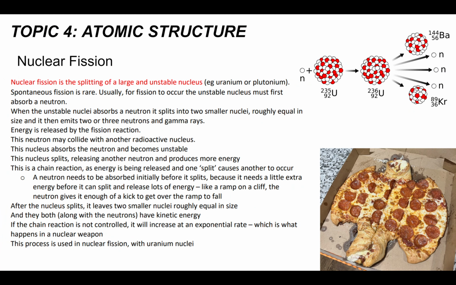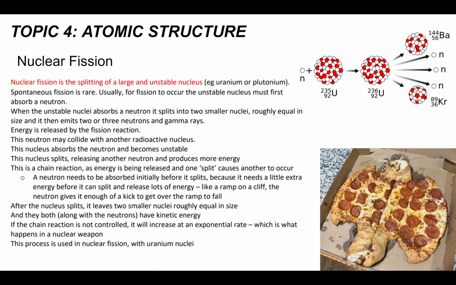So nuclear fission, I'm pretty sure this is a triple topic, so if you're not triple, I don't think you have to pay any mind to this, but I'll go over it. Nuclear fission is the splitting of a large and unstable nucleus, for example, uranium or plutonium. Spontaneous fission is rare. Usually for fission to occur, the unstable nucleus must first absorb a neutron.